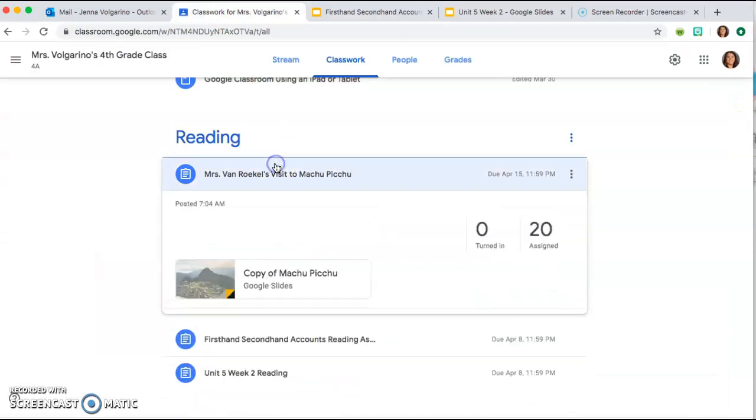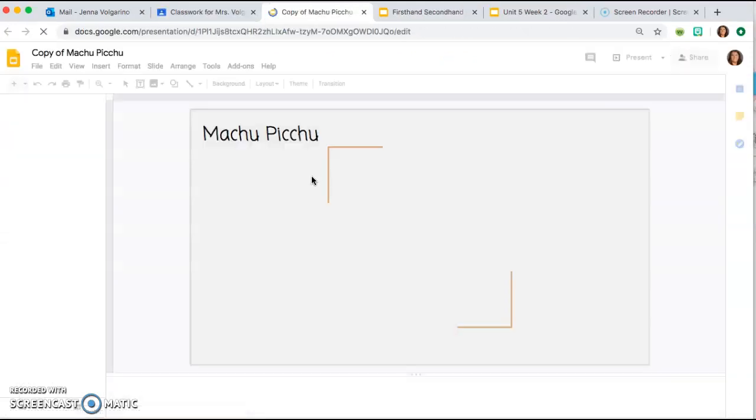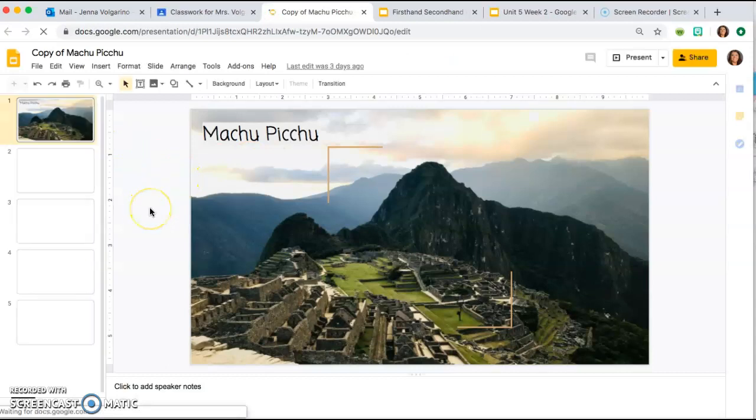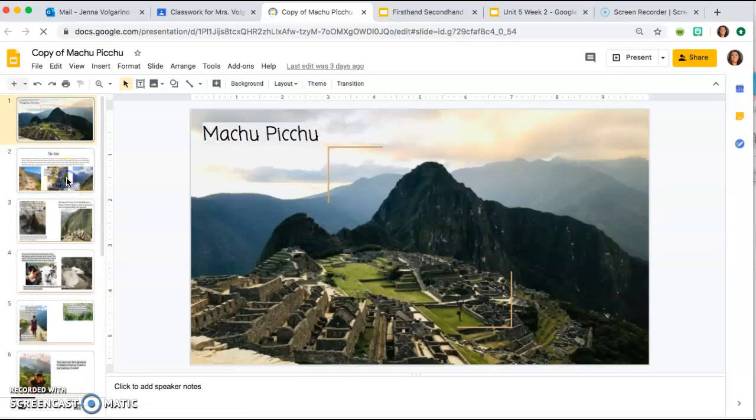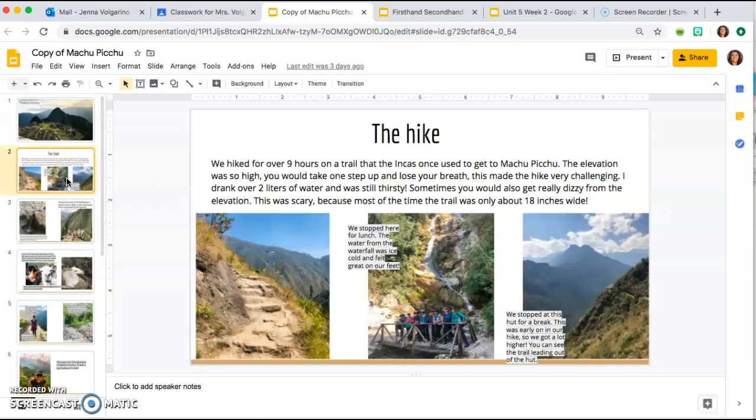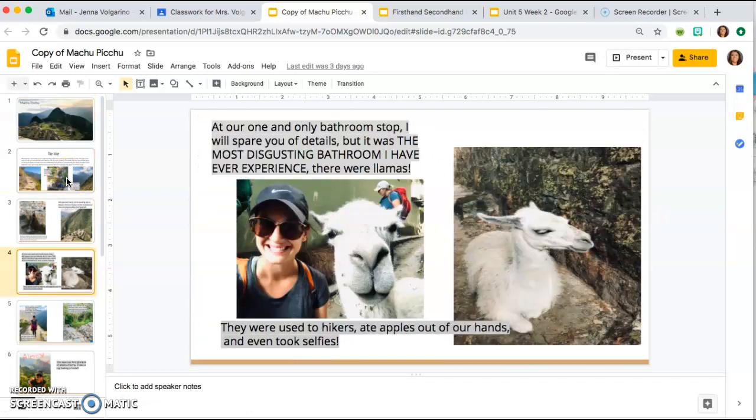And then the last thing you need to do for reading, like I said, Mrs. Van Rokel got to visit Machu Picchu. I think it was last summer, and that's what our story is about this week. So she made this awesome Google Slides presentation for us about what she did.